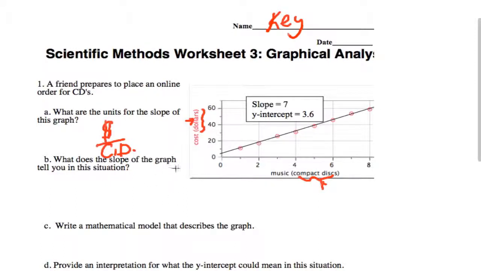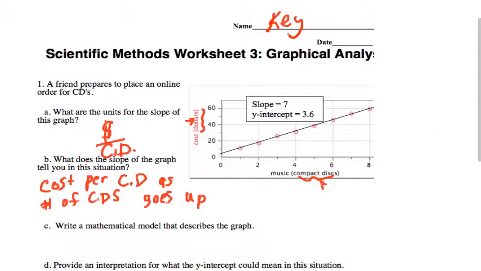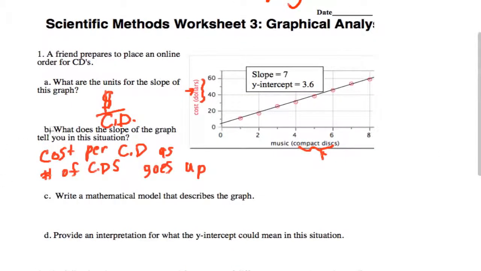What it basically tells us is the cost per CD as the number of CDs goes up or increases. So the CDs start off cheap, I think, and you end up paying more. I would imagine that, well, we'll see how it works out when we do the graph.